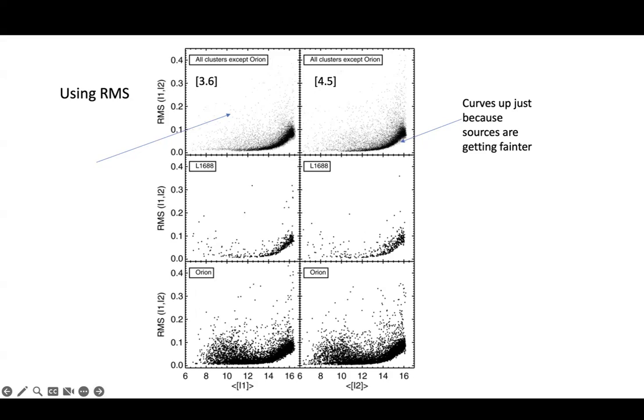But look here. Do you see how you get all of this scatter here that's happening at the bright end? Those are the young stars. Those are all the young stars. So those are the variables.